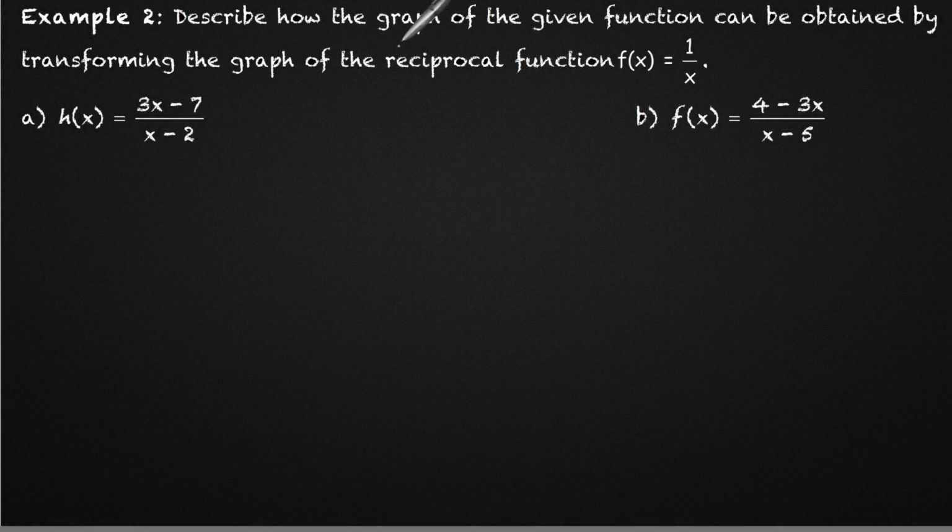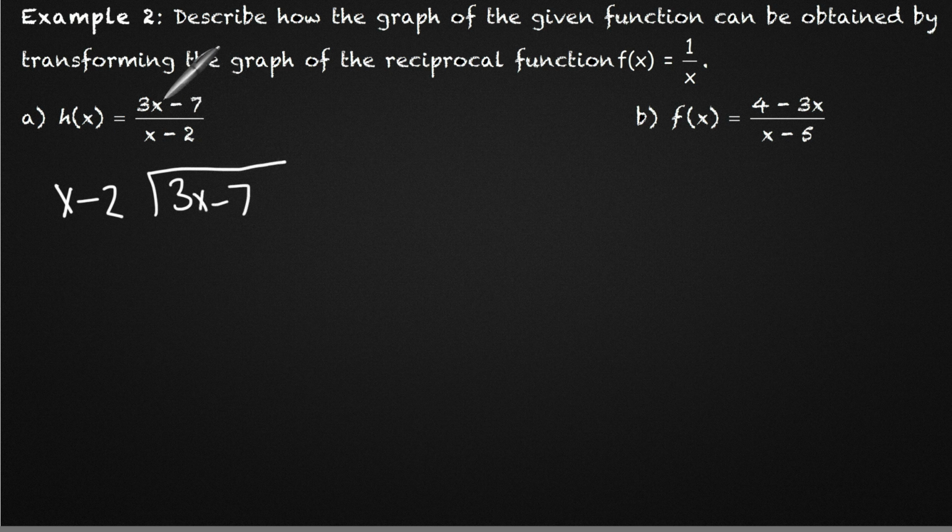Okay, example 2, we want to describe how the graph of the given function can be obtained by transforming the graph of the parent function 1 over x. All right, so when the function is written in this form, it's very difficult to figure out what transformations have occurred. So we're going to use long division, or we could use synthetic division, but it's just as easy to do long division. So we're going to divide 3x minus 7 by x minus 2. And we're going to rewrite this function in a format that we can easily identify what transformations have occurred.